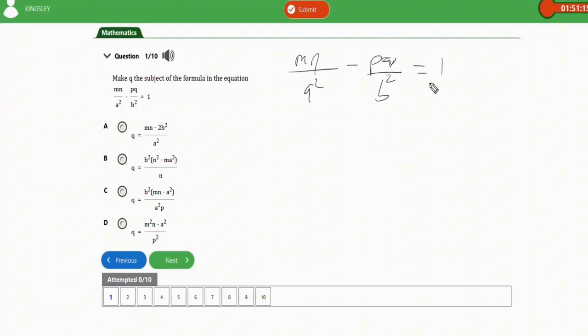Now to do this, I usually solve this kind of problem by finding the LCM of the denominator. So the LCM here will be a square b square. So a square b square divide a square, we're going to have b square times what you have here. We're going to have mn b square minus, this divide this, we're going to have a square times what you have here, you're going to have minus pq a square, equals, now a square b square divide 1, you're going to have a square b square times 1, that's a square b square.